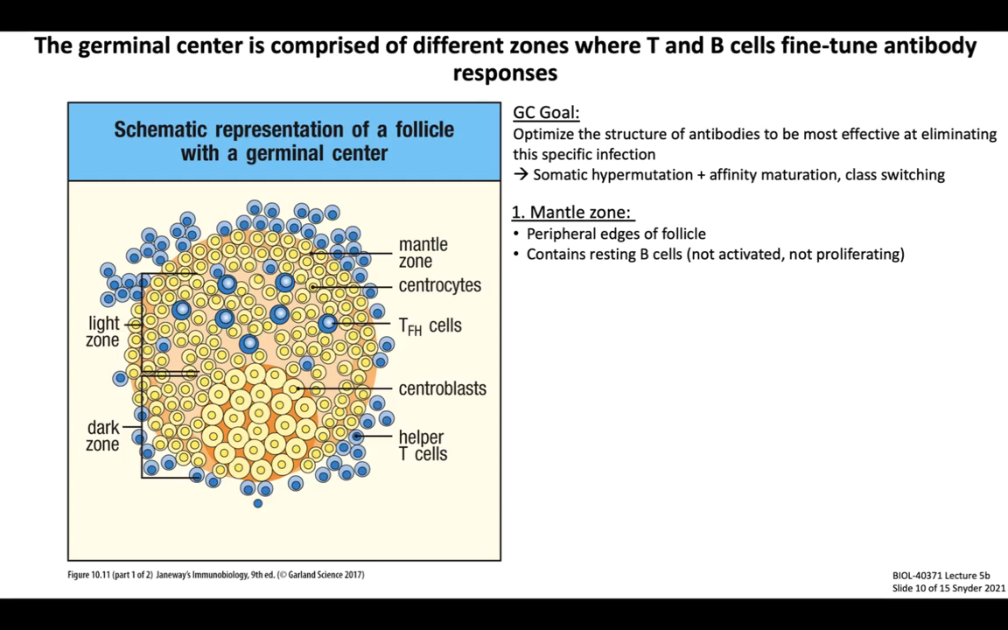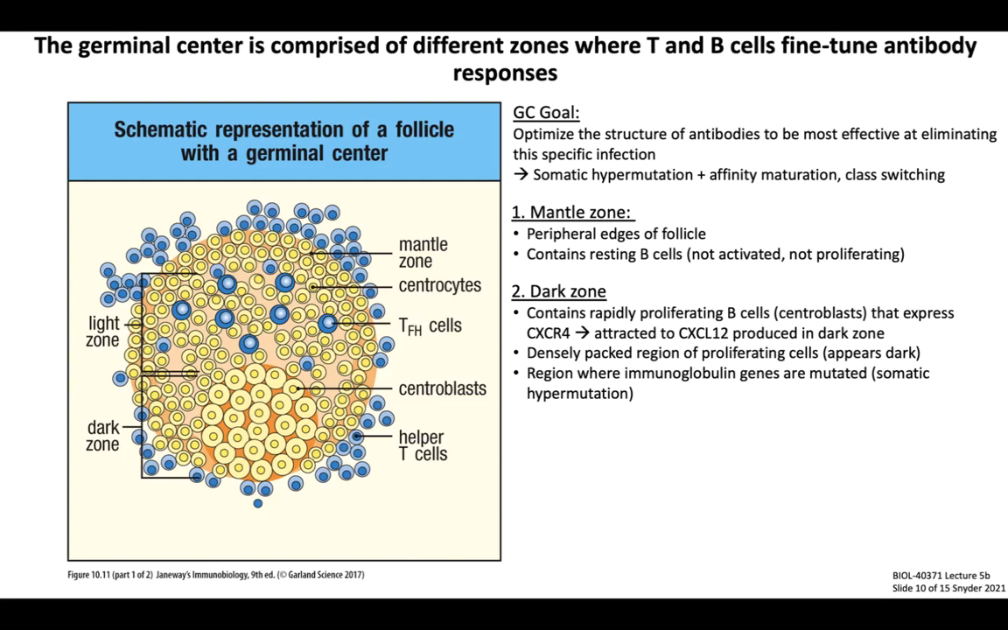Since GCs are formed in existing B cell follicles of secondary lymphoid organs, they will push non-activated B cells to the edges of the follicle, and this creates an area called the mantle zone. This contains non-activated and non-proliferating B cells that do not participate in germinal center reactions.